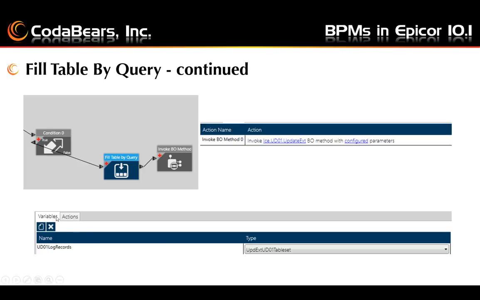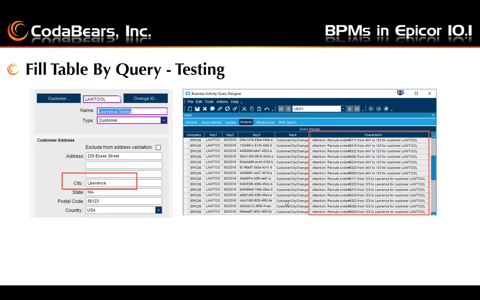And the bottom portion here shows how we defined our variable for our target table, the UD01 log records, and we used a table set as the type to be filled by our query. So this slide shows the example of what we're trying to do with our BPM.